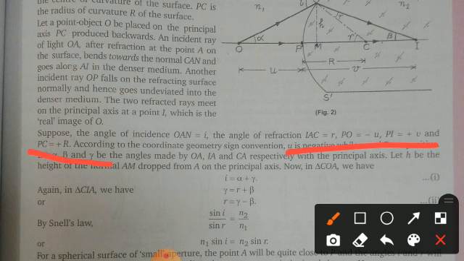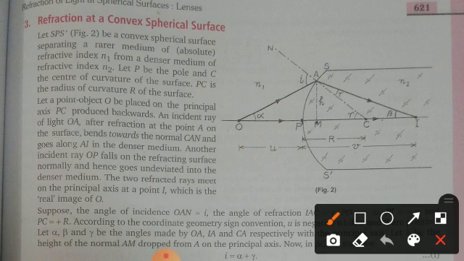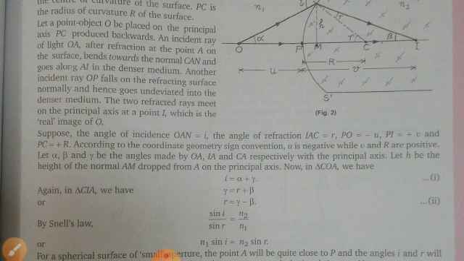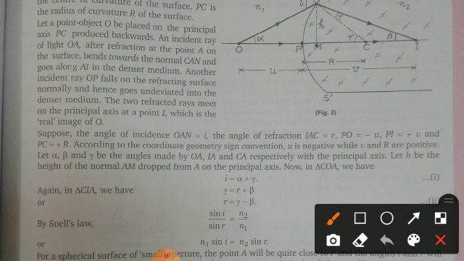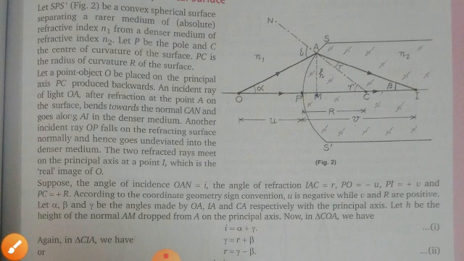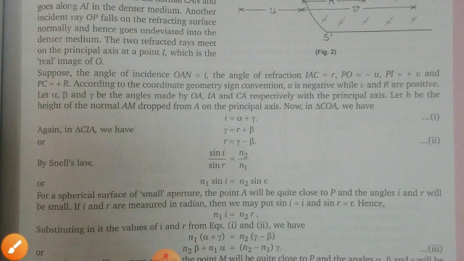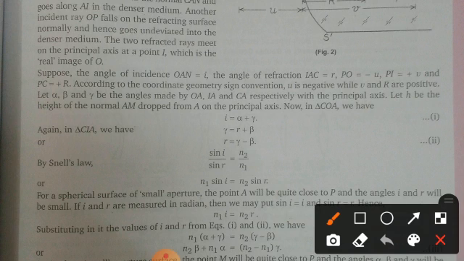Now in the triangle COA you can see in the figure, this is the triangle we are talking about. In this triangle COA we have I equals alpha plus gamma. Again we are taking triangle CIA. In triangle CIA, this is the refracted angle. So we have gamma equals R plus beta, or you can also write R equals gamma minus beta. These are the relations.